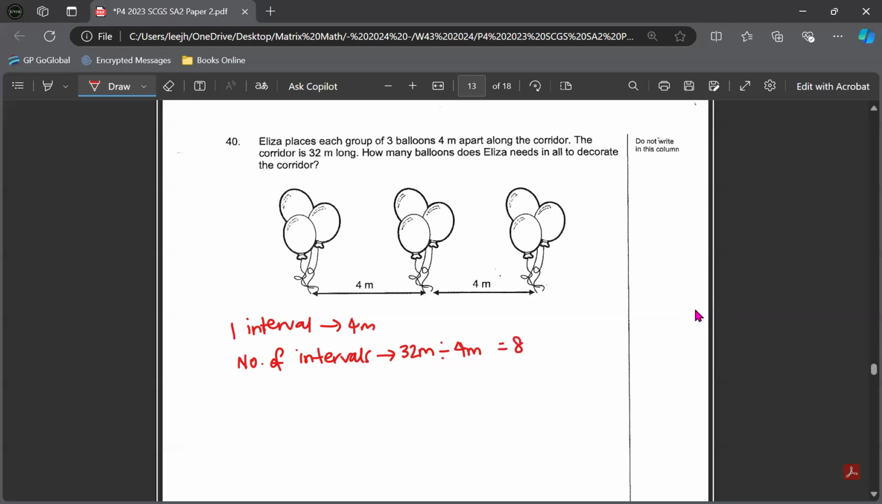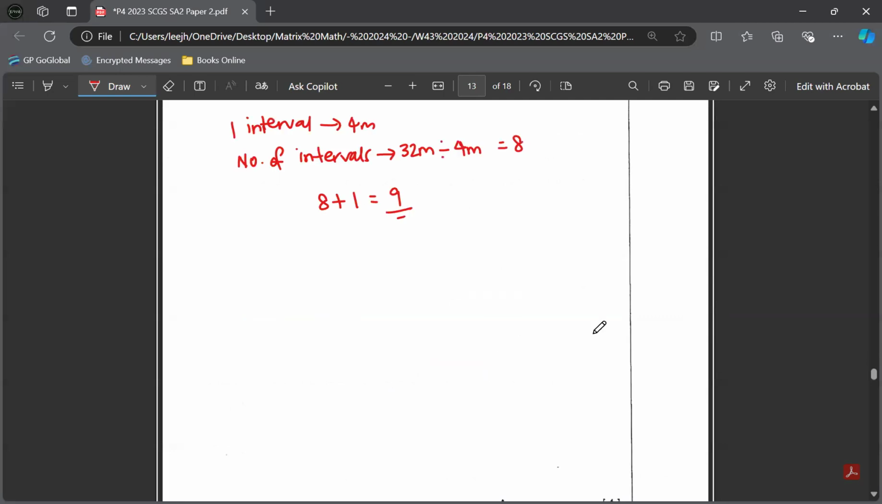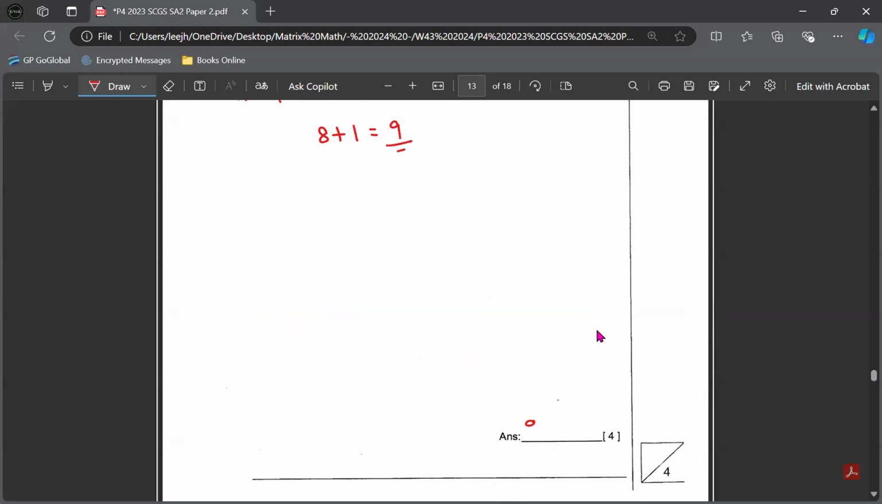So how many balloons will make 8 intervals? You know that the objects will be plus one, right? The number of objects will be one more than the number of intervals. So 8 plus 1, 9. So how many balloons does she need in all? She needs 9 balloons.